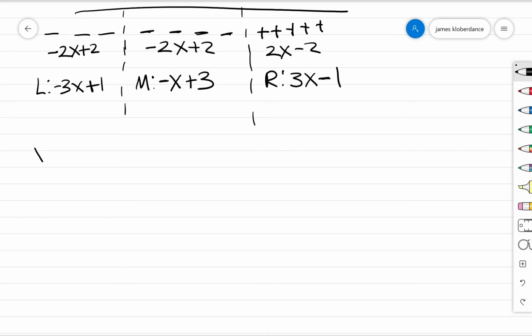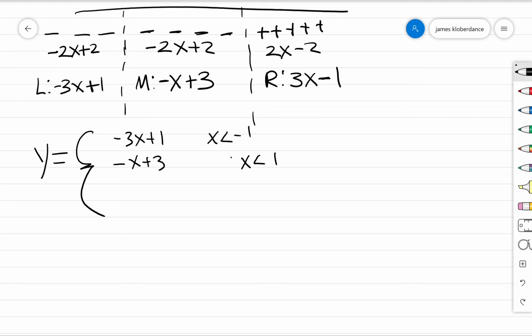So let me write this in a more conventional way. The top, the -3x plus 1, that's valid when x is less than -1. The middle region is -x plus 3, and that's valid when x is between 1 and -1. And 3x minus 1, that's going to be the right region, and that's valid when x is greater than 1. Now, because we're talking about absolute values, it's going to be the case that these are continuous functions, so it doesn't really matter who owns the boundary. So I'm just going to arbitrarily say this one and this one. It doesn't really matter at all, though.